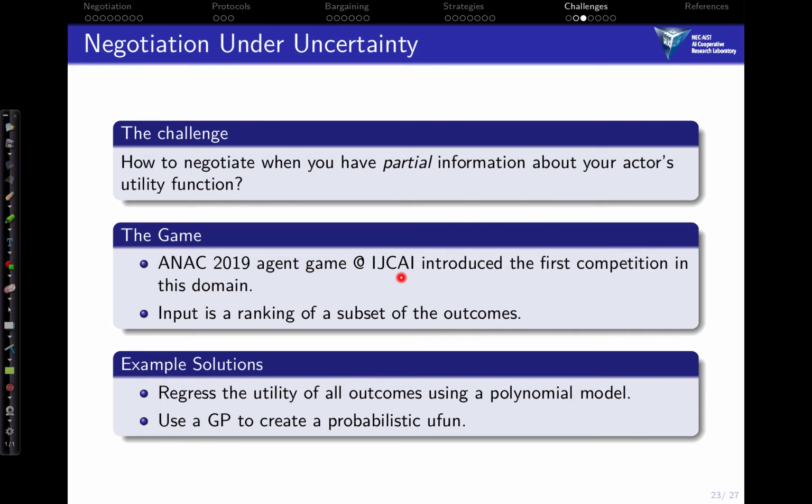We got some strategies for this type of problem, but it's far from being solved. It's far from saying that we know how to negotiate under uncertainty. Actually, we don't even have a solution for negotiation without uncertainty. So some of the things tried are to regress the utility function for outcomes using polynomial models, or using a Gaussian process to create a probabilistic utility function and then use that for negotiation.